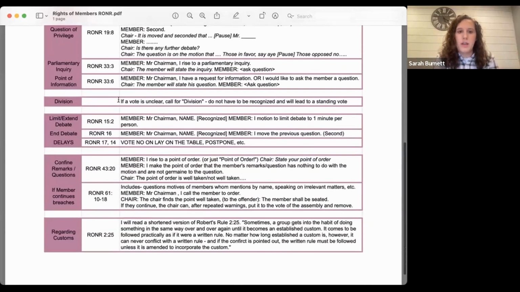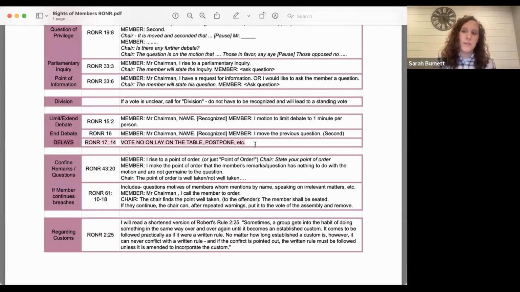Okay, then we have division. If a vote is unclear, you call for a division. Again, because of the type of motion you don't have to be recognized, and that leads to that standing vote, and then that standing counted if you call it for it again. You can limit debate, you can extend debate, you can end debate by moving the previous question. I personally, so I've put this in here because this was for some specific meetings, almost always vote no to lay on the table and postpone. My reason for that is we have brought people together to do business, and in respect of their time, let's do the business today. Let's not keep pushing it down the road, delaying it.